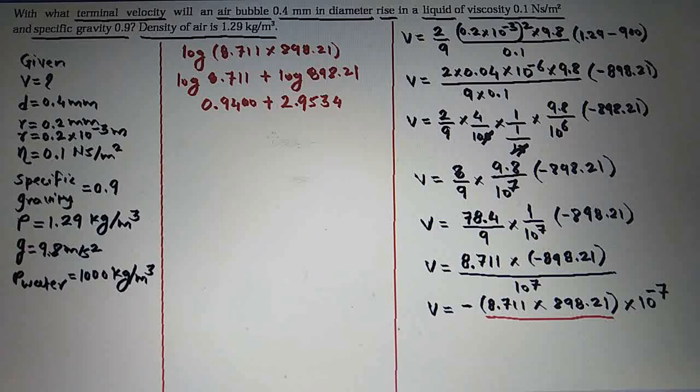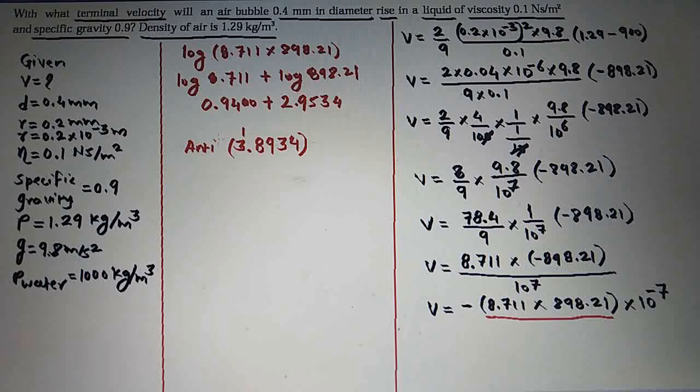Now we will do the addition here. 0 plus 4, it will be 4. Then 0 plus 3, it will be 3 here. Then 5 plus 4 or 4 plus 5 here, that is 9, and this 9 plus 9, 18, carry will be 1, and this 0 plus 2, 2 plus this carry 1, it will be 3 here. So the answer will be 3.8934, and now we have to find out the antilog of this.